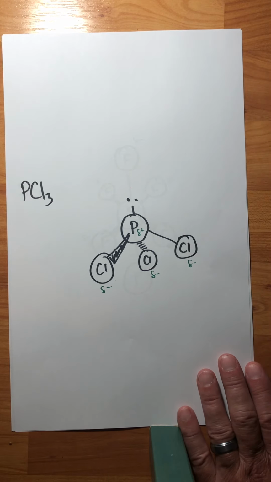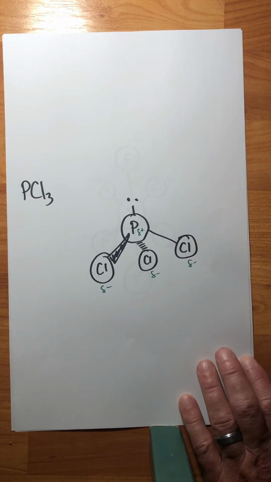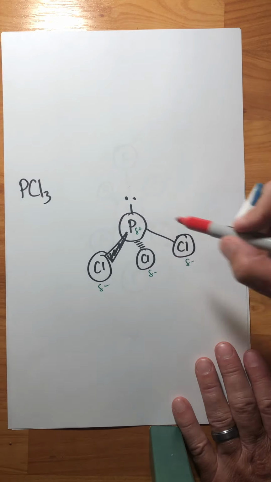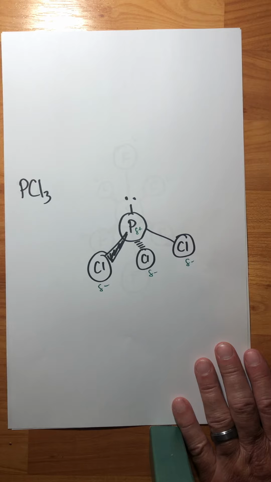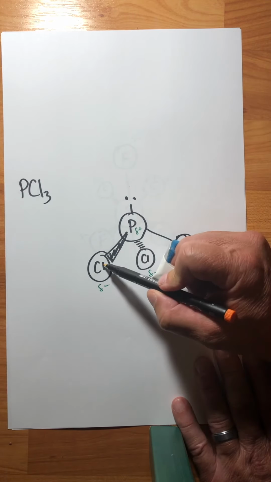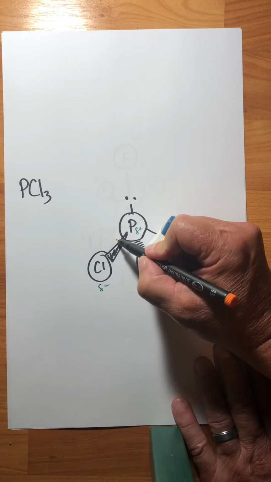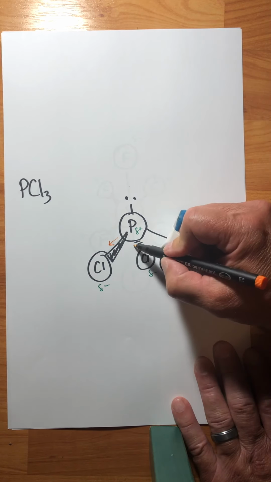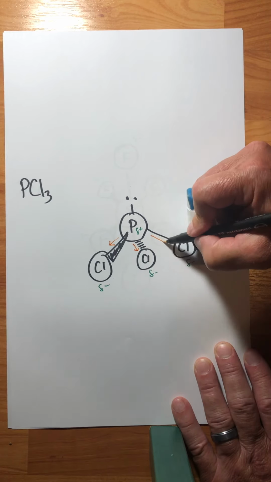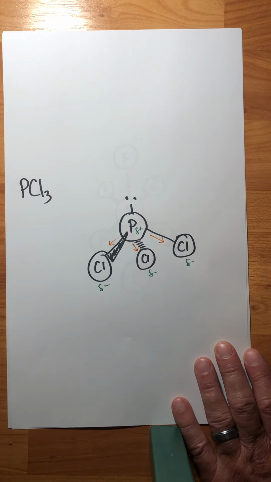So this is PCl3, which is phosphorus trichloride. It's a 3-1 combo, which is trigonal pyramidal. So it's basically a pyramid with a triangular base. And in this example, there are 3 polar covalent bonds. The phosphorus-chlorine bond is a polar covalent bond pulling towards the chlorine. So I have 3 pulls like that. The pulls are not going to cancel each other out.